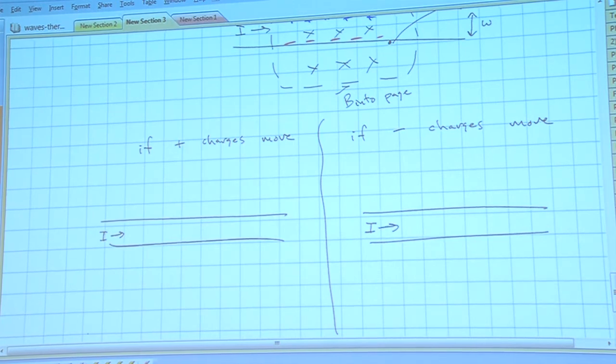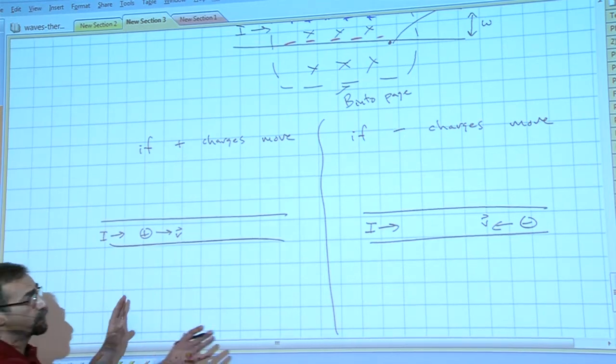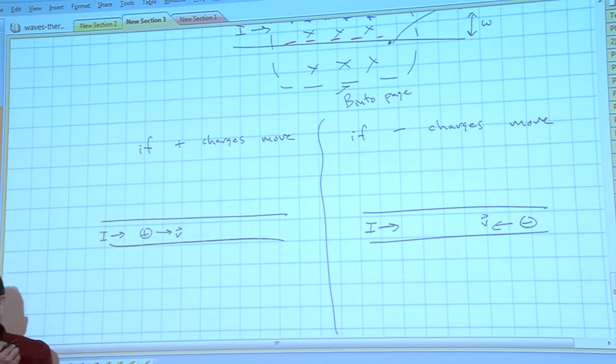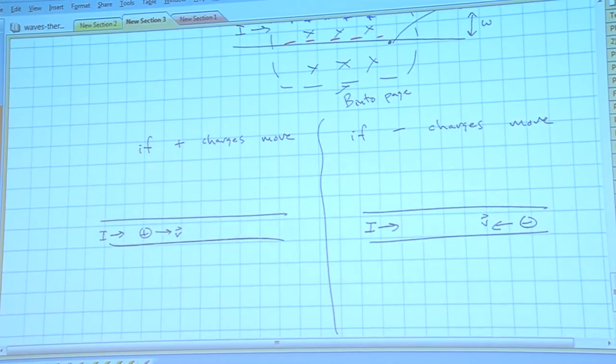So if positive charges move, that means that positive charges are moving this way with some velocity v. That's what a current to the right means. If negative charges move, it means that a negative charge is going to the left. That's what a current to the right means, right? Up until this point we've said these were equivalent. A current to the right could be a positive charge moving to the right or a negative charge moving to the left. How do we know which one is moving? Have we talked about that?